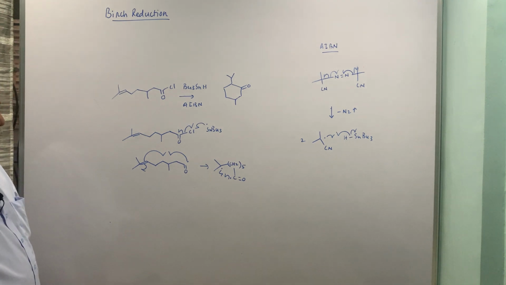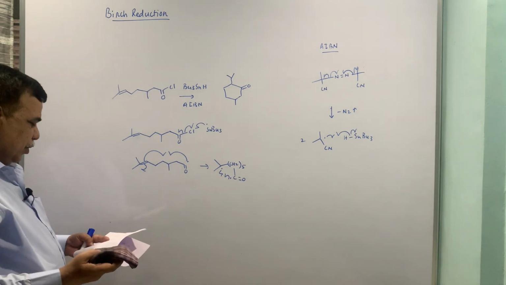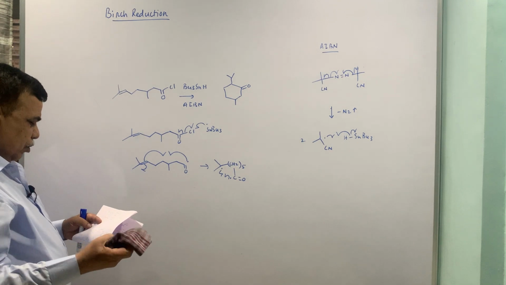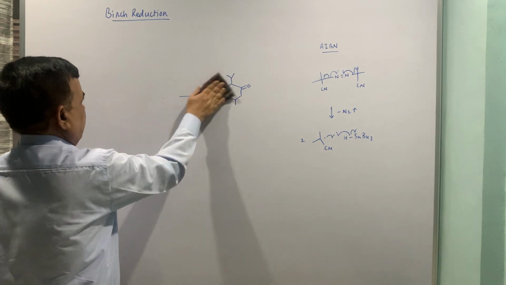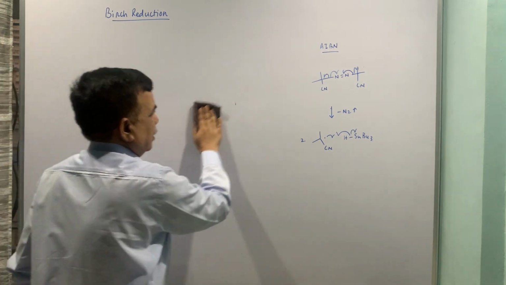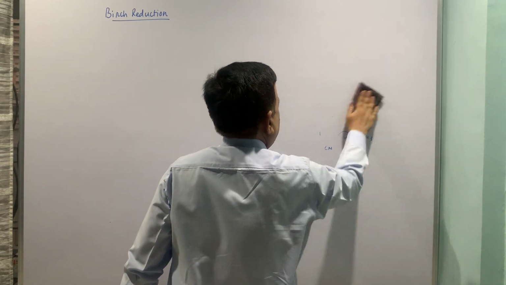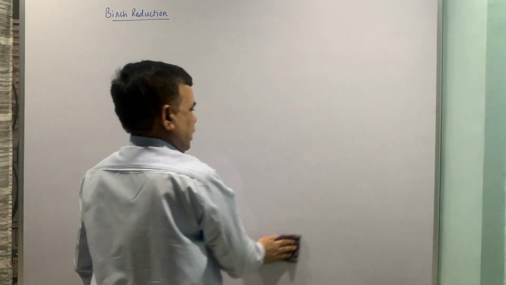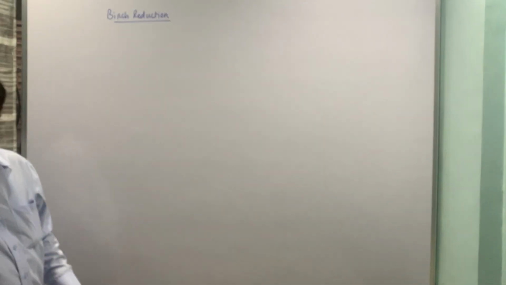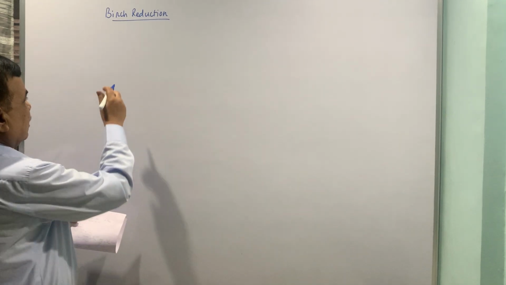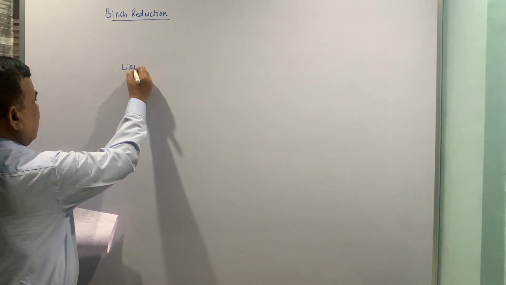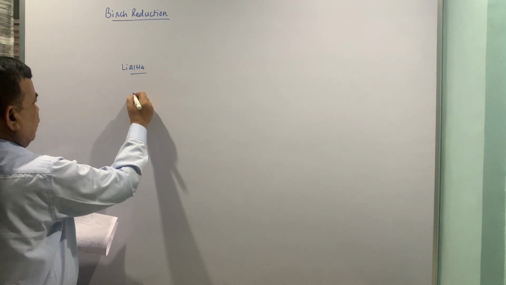There are a few more examples. We will see all those examples in due course. In revision we will have more examples on this reagent. Now let me come back to the utility of lithium aluminum hydride. Now lithium aluminum hydride, we have written few examples.